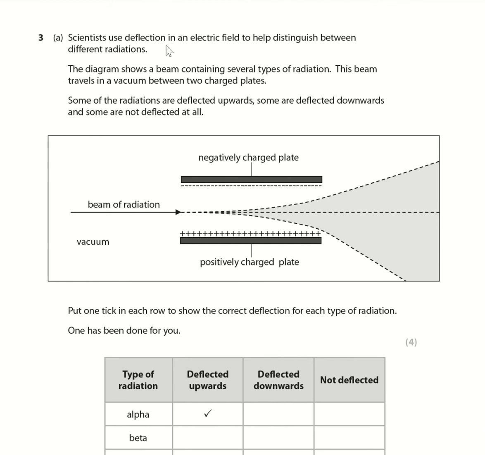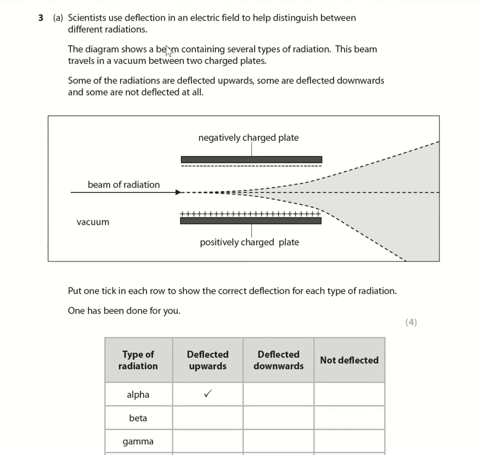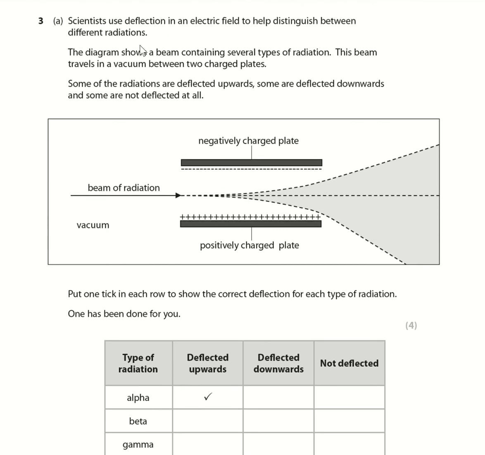Scientists use deflection in an electric field to help distinguish between different radiations. The diagram shows a beam containing several types of radiation. This beam travels in a vacuum between two charged plates. One is positively charged, one is negatively charged. Some of the radiations are deflected upwards, some downwards, and some are not deflected at all.